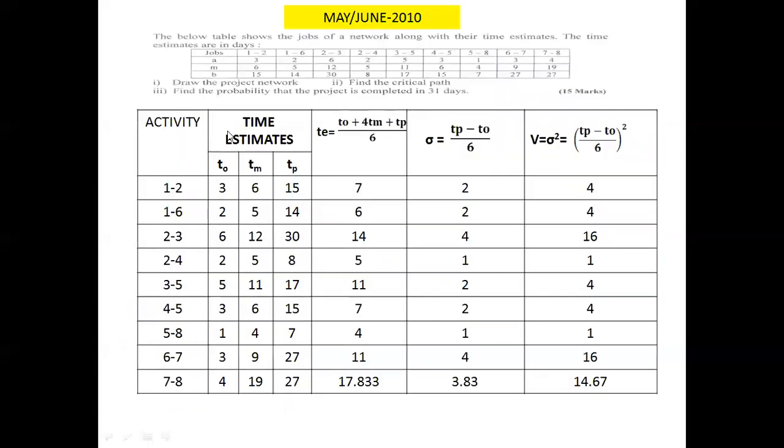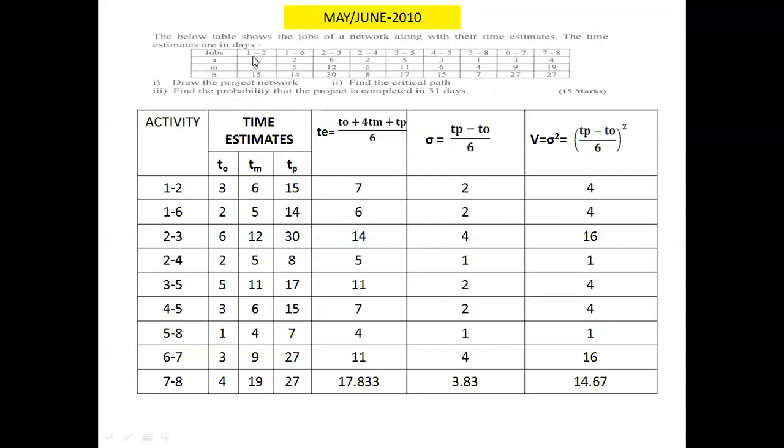Let us take one problem from a previous question paper. This was asked in May, June 2010. The problem is: the below table shows the jobs of a network along with their time estimates. The time estimates are in days. The jobs are given as 1 to 2, 1 to 6, 2 to 3, 2 to 4, like that, and the corresponding time estimates are given. Please note that A, M, B are given here for each activity.